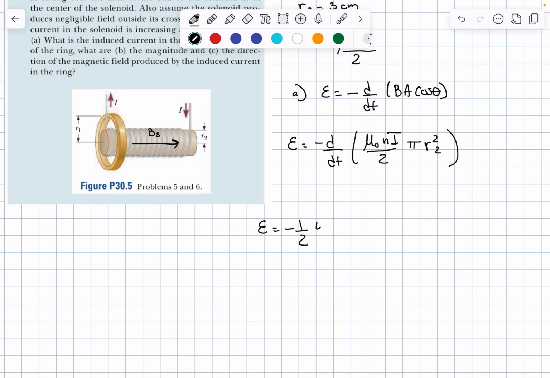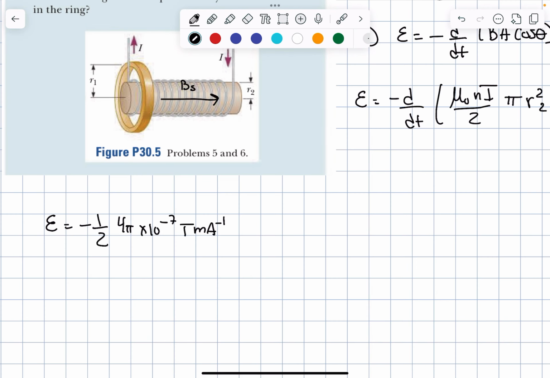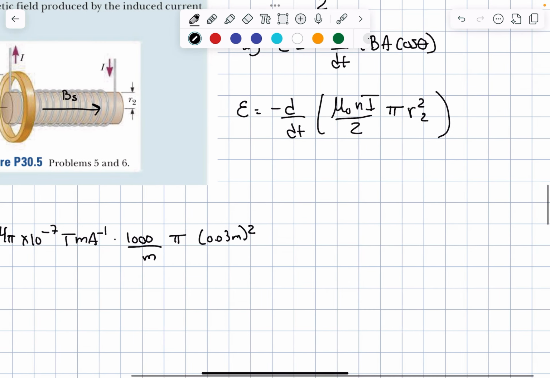So we have mu naught, 4 pi times 10 to the negative 7 Tesla meters per amp. And then I'm just going to move this over here. So this is E. We have mu naught times N. N is going to be 1,000 turns per meter times pi times R2 squared, so 0.03 meters squared, and then times di over dt.